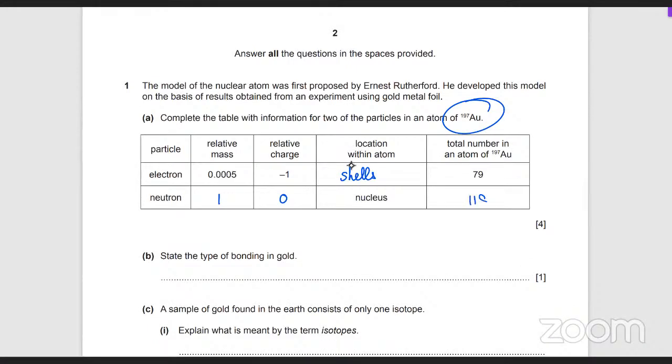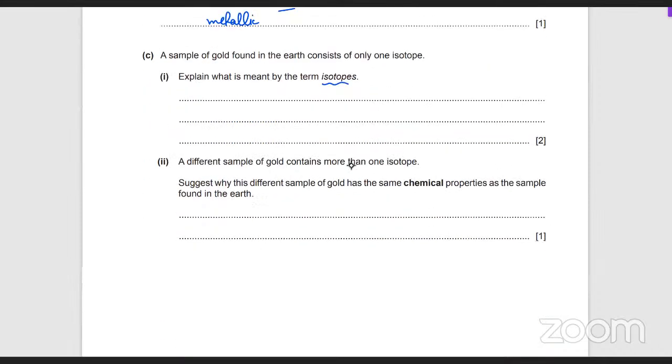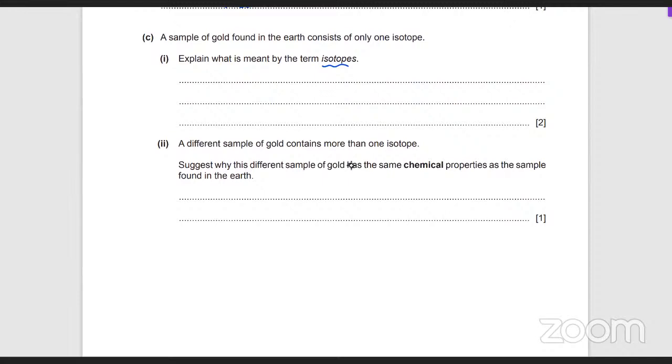You get 118. The next thing is state the type of bonding in gold. क्या होगा? That's metallic. Explain what is meant by the term isotopes. क्या है वैसे? Word definition क्या है? Atoms of the same element with the same number of protons but different numbers of neutrons. ठीक है. A different sample of gold contains more than one isotope.